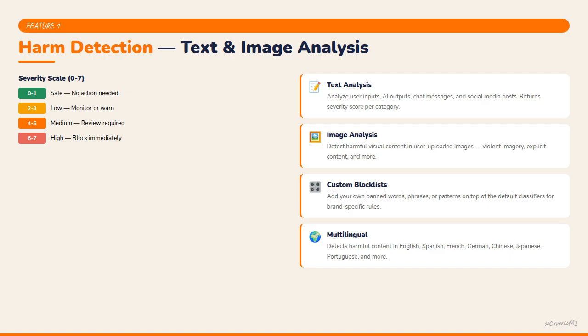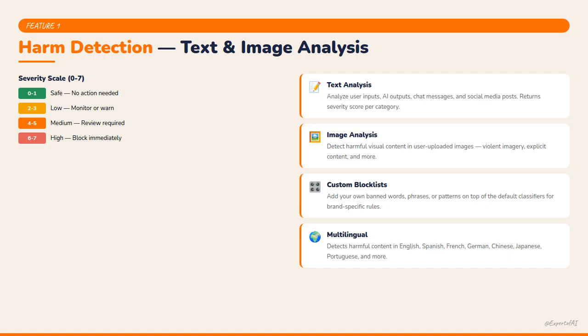For each category, the API returns a severity score from 0 to 7. Scores of 0 to 1 are safe, no action needed. Scores of 2 to 3 are low severity. You might monitor or warn. Scores of 4 to 5 are medium. Human review is recommended. And scores of 6 to 7 are high severity. Block immediately. You configure the threshold for each category based on your application's requirements.